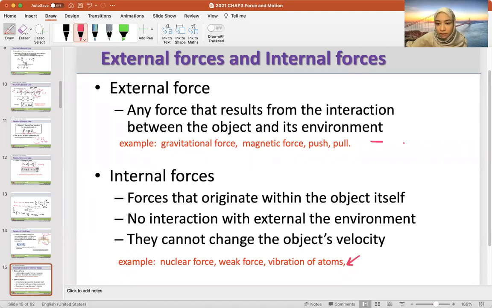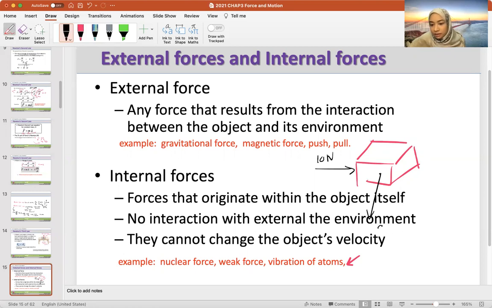Okay, so if I have an object, right? If I'm pushing this box, this is something that I can draw outside of the object. I'm pushing it by 10 Newton. What else? Gravity is acting downwards. Sepatutnya. That is G. So this is something that I can draw outside of the box. And if this box is made out of iron, I put a magnet next to it. So it's going to be attracted to this magnet. This is also something that is happening outside of the object. So these are external forces.